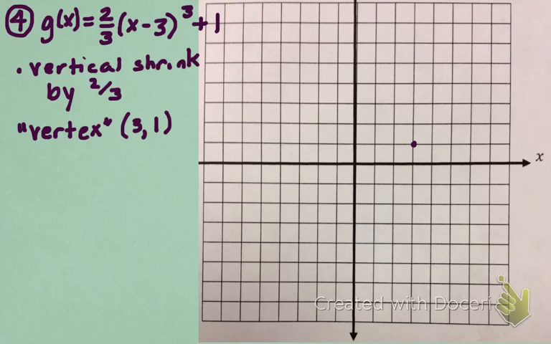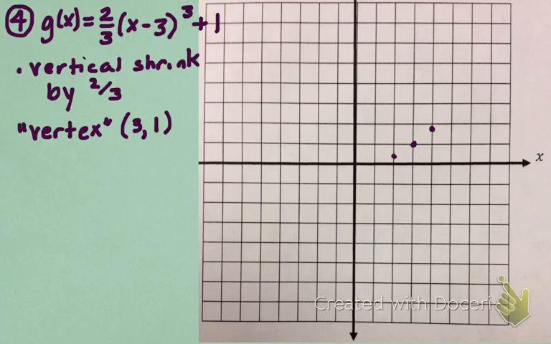and plot our center point, and then from our center point, or our air quote vertex, we would go to the right 1 and up 1. Now we're going to go to the right 1 and up 2/3, which puts me there. And then because it's a cubic parent, we would normally go to the left 1 and down 1, but we have a vertical shrink by 2/3, so we're going to go to the left 1 and down 2/3.